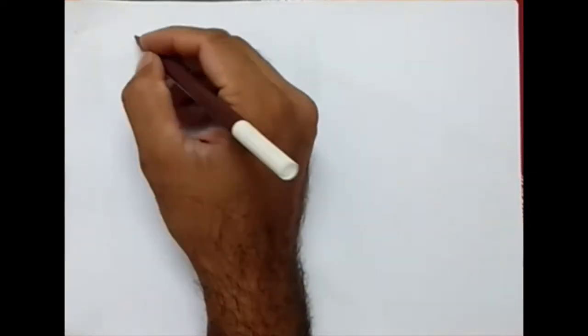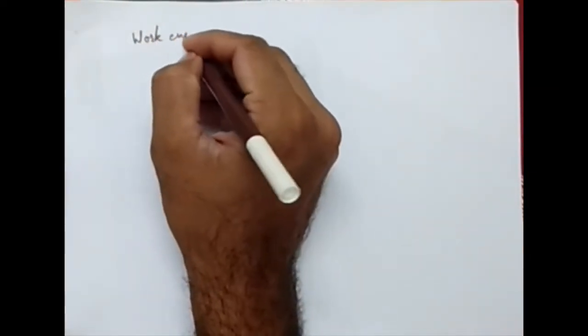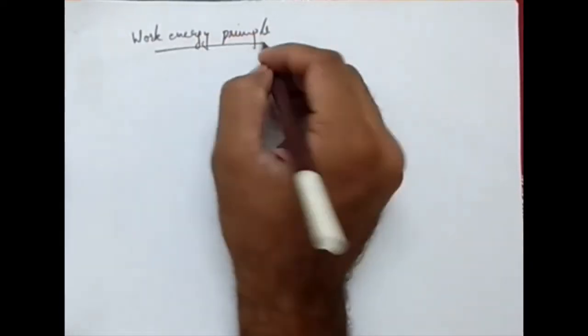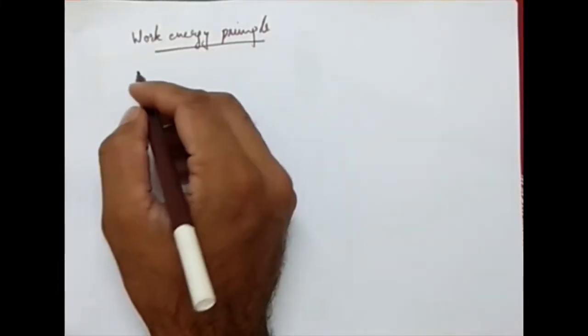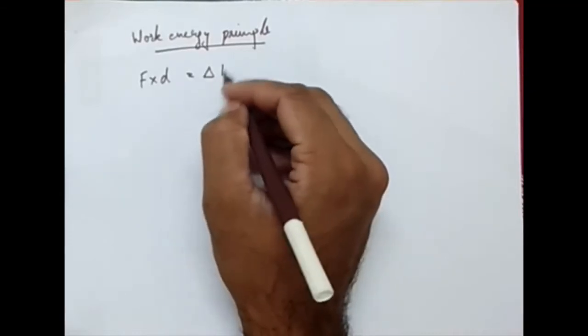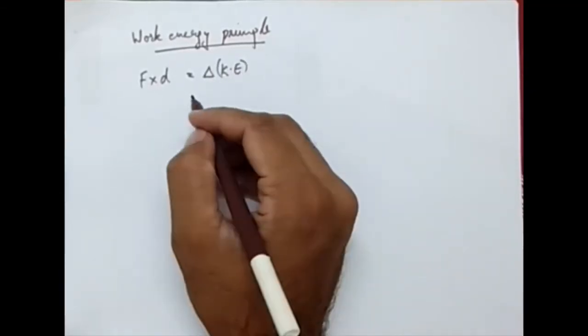So now we are going to discuss the work energy principle. You have already seen from the note that this principle states that the work done, which is force times distance, is equal to the change in kinetic energy. That is delta kinetic energy.